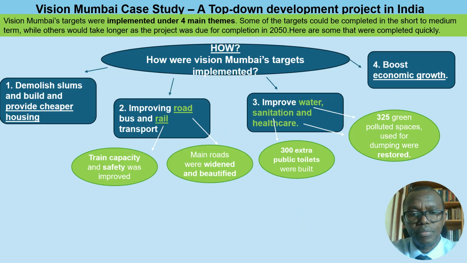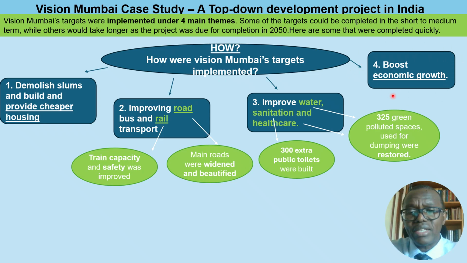Okay, let's move on. All right, so moving on to the how. How are Vision Mumbai's targets going to be implemented? We've talked about 3 targets on the last slide, and now we are going to be talking about the 4 themes that they were going to be implemented under. The first one was to demolish slums and provide cheaper housing. Secondly, they were to improve the road, bus and rail transport. Then to improve water, sanitation, and healthcare. Then lastly, to boost economic growth.